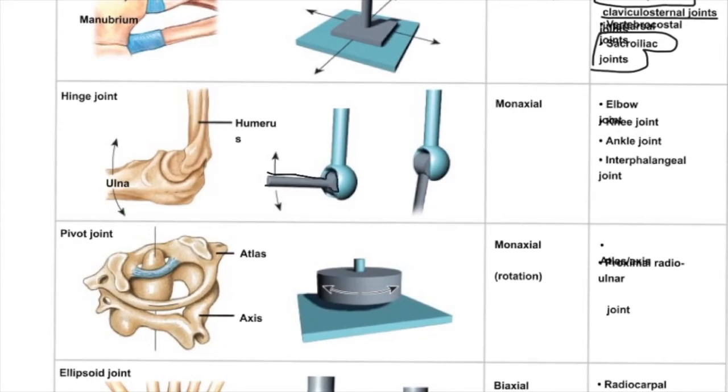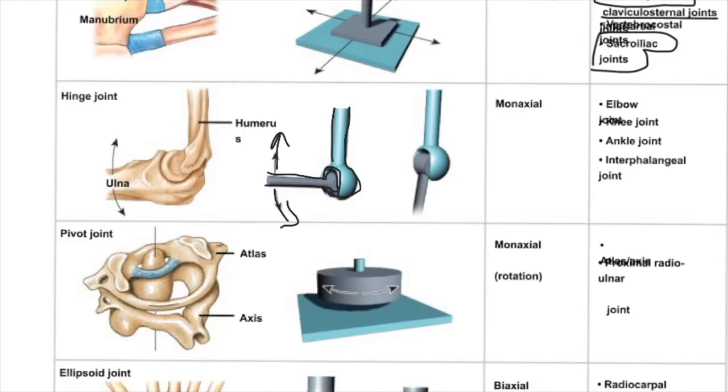So you've got this, it's a hinge joint. You know what hinges look like on the doors, right? It's hard to explain it, but it's a hinge joint. That's what it actually is structurally formed as. And so you can only do flexion and extension with a hinge joint.